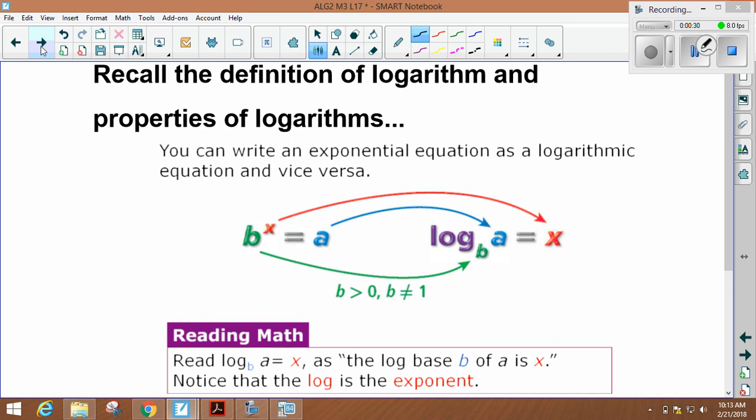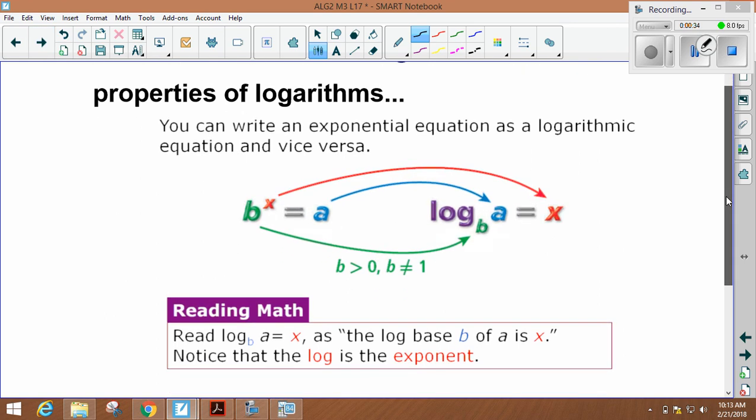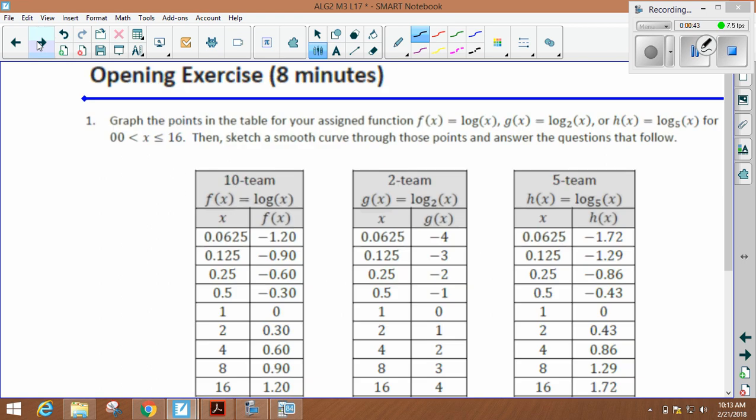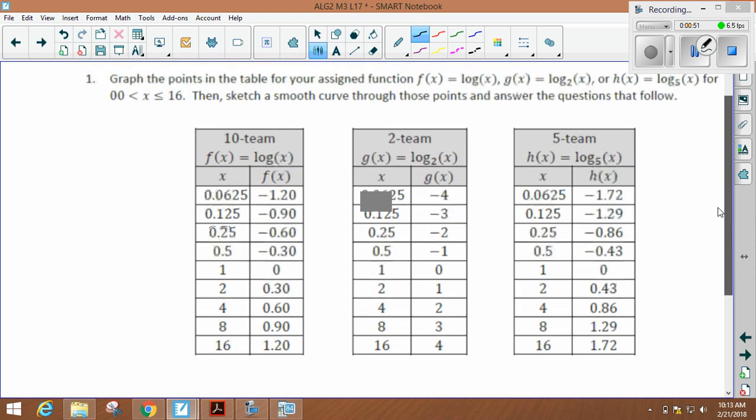This is not in your book, but this is just a little thing. You know this. Recall it, right? If you haven't gotten this down yet, that's not good. So, here we go. I have these tables of values. We are going to go ahead and graph them.